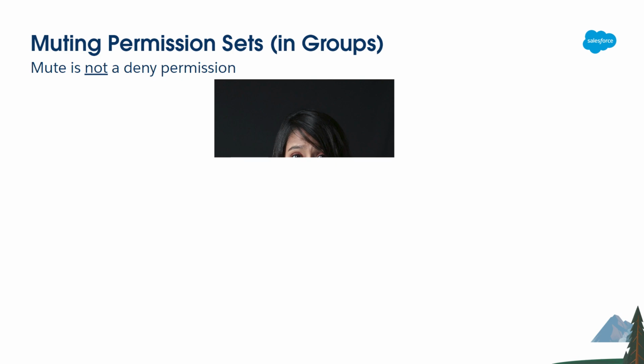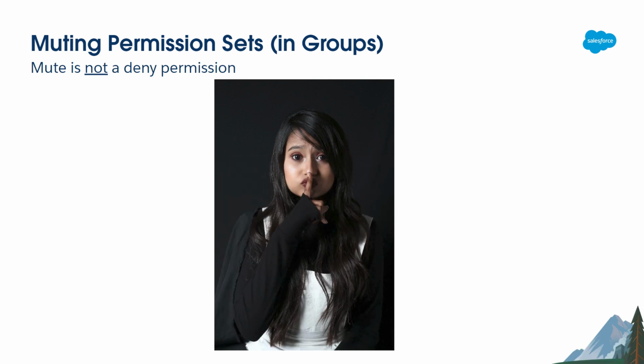Okay, the other feature that has come in is the muting permission set within a group. Now remember with this, it is not a deny permission. Some of you may work with systems such as Marketing Cloud, in fact, that does have deny permissions. This is not a deny permission. What it is, is the ability to mute a permission within a permission set group.